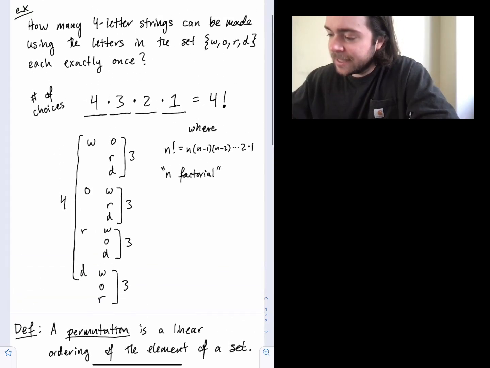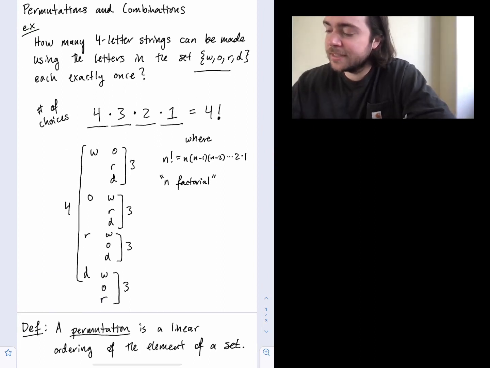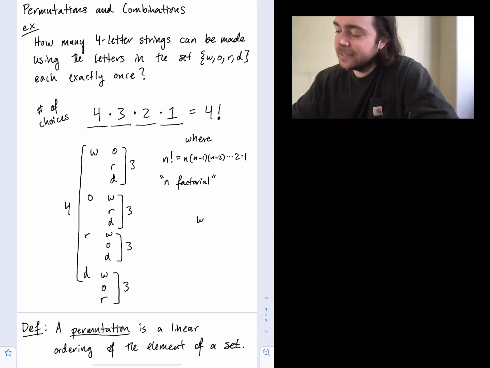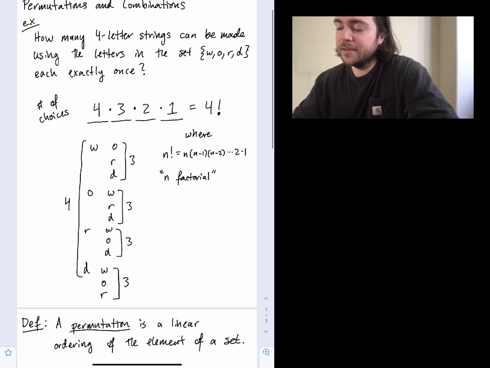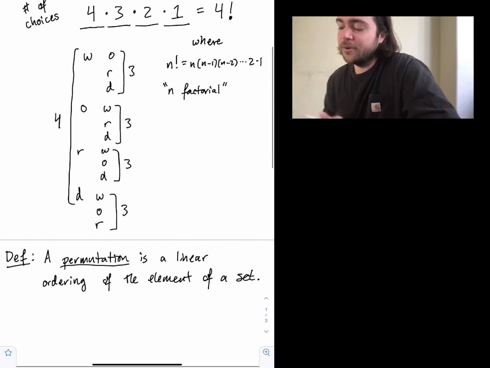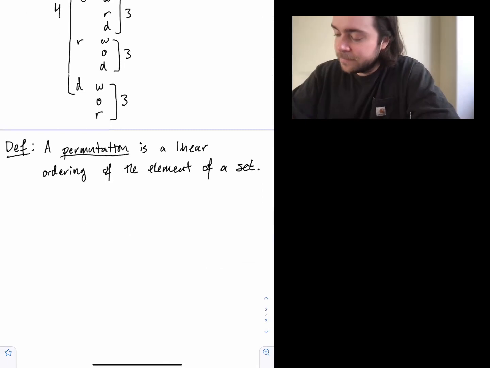You can see up here that's actually what we were counting in the first question. We were just counting the number of permutations of the elements in this set. Why was it a linear ordering? Well, it's because we were looking at 4-letter strings. It mattered the order in which we listed the letters. This is a different 4-letter string than this, even though they both use the same 4 letters. So we cared about the order in which we wrote the letters, and that leads us to this definition of a permutation, a linear ordering of the elements of a set. We put them in line, in some order, and that's a permutation.